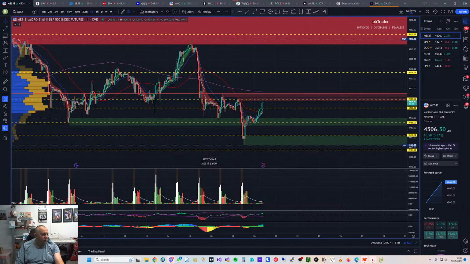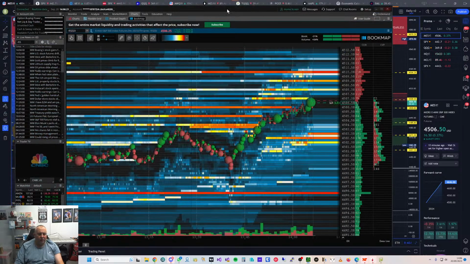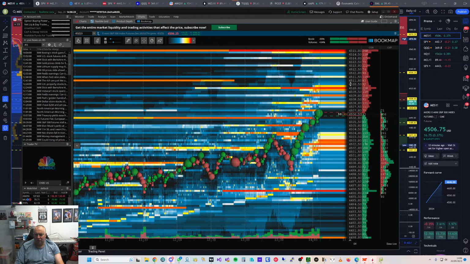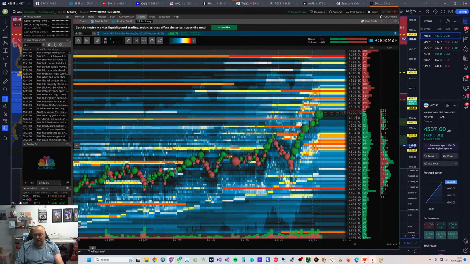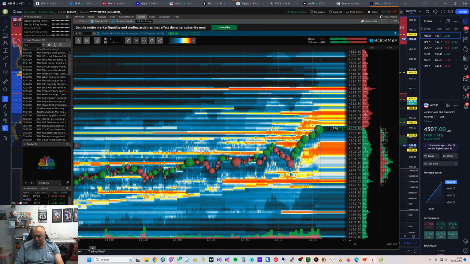I'm also keeping an eye on Bookmap. And if I show you here, let's zoom out, so you can see potential areas of higher concentrated volume, which matches up with what we just talked about. So we've got the 4510 area as a potential rejection area, and I didn't see this until now, but there's 4515. Let's check that out on the chart.